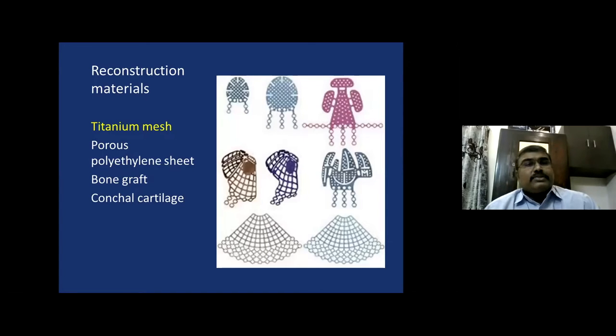Coming to the reconstruction materials used for the orbital floor: titanium mesh, porous polyethylene sheet, bone graft, conchal cartilage. Titanium mesh is readily available and it avoids donor site dissection, so we can avoid extra surgery time. Now we even have preformed anatomical plates, so our suggestion is to go for a titanium mesh. At certain instances, we have also gone for conchal cartilage, but we don't have experience with the porous polyethylene sheet or bone graft.